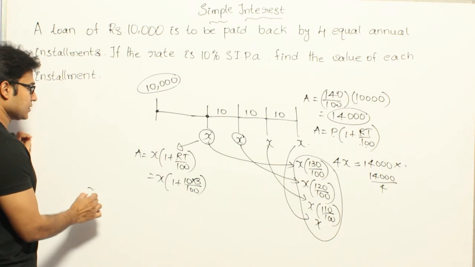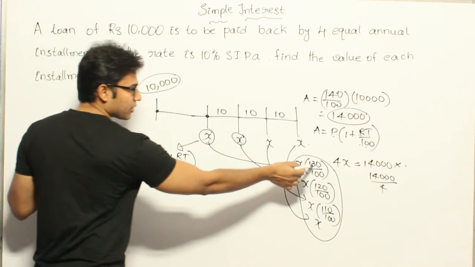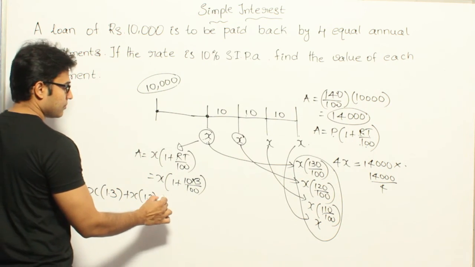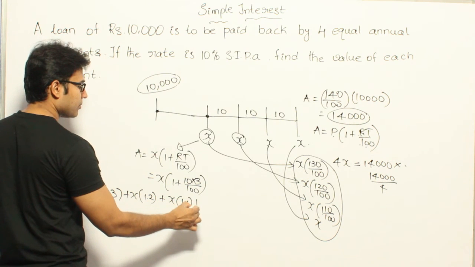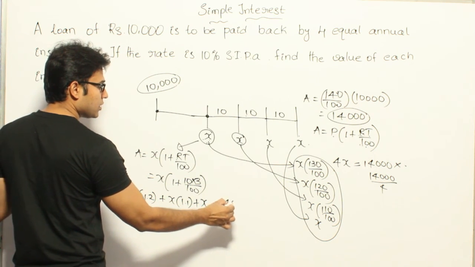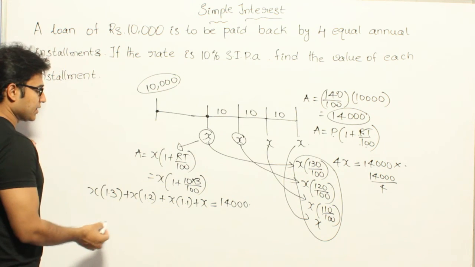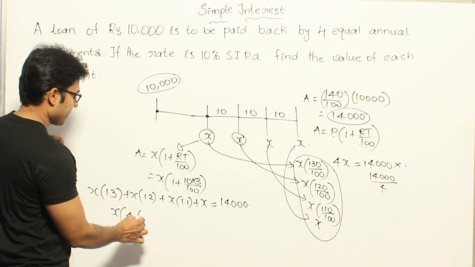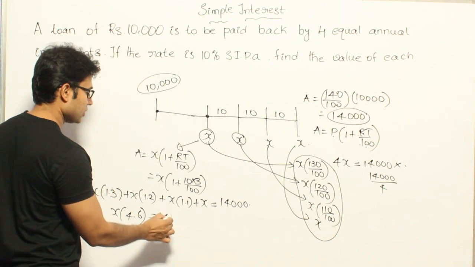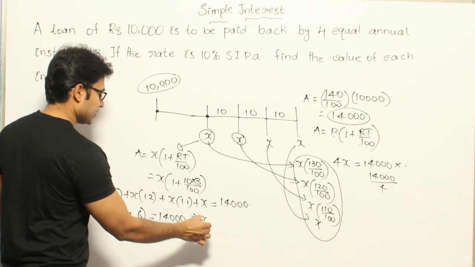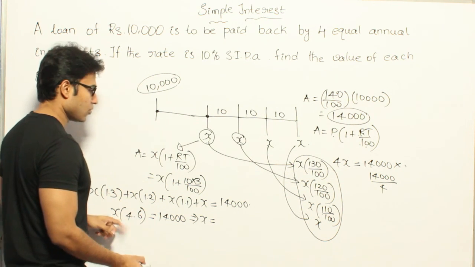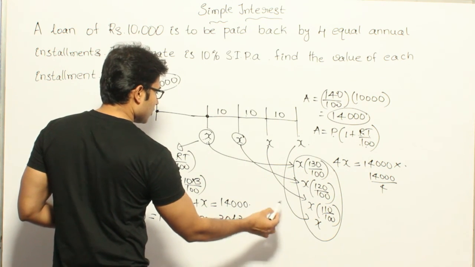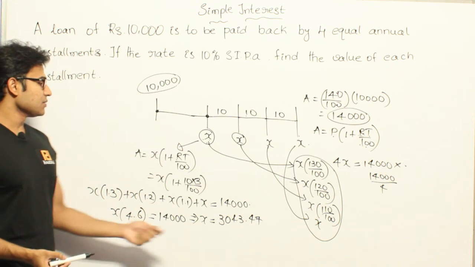So what is it? X into 1.3, I am writing this one as 1.3, plus X into 1.2 plus X into 1.1 plus X equal to 14,000. Now if you pull out X as common, you are supposed to get X into 4.6 equal to 14,000. That implies X equals 14,000 divided by 4.6, you are going to get 3,043.47.